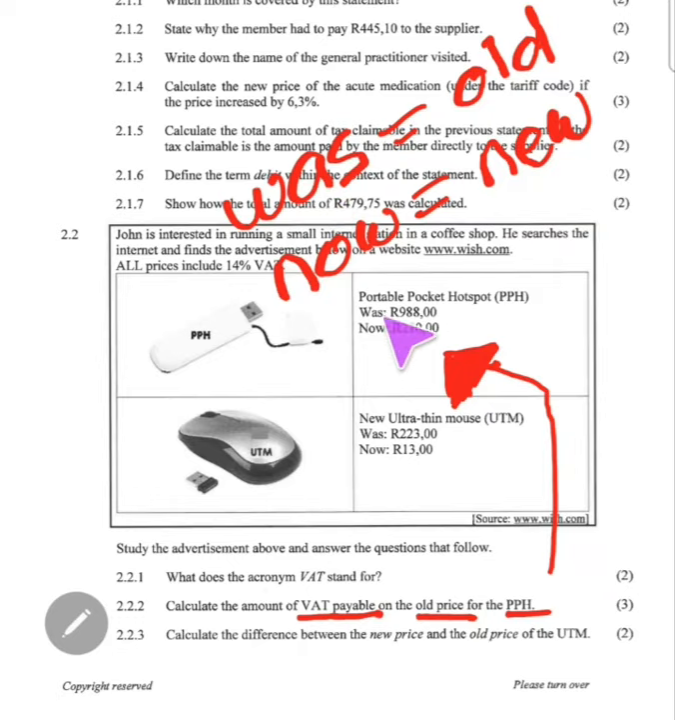Therefore, the was price should be the old price. The now price should be the new price. But the question is asking about the old price, which is the was. So we know where to look. The 988, the was price. Now let's determine the VAT payable of that 988.